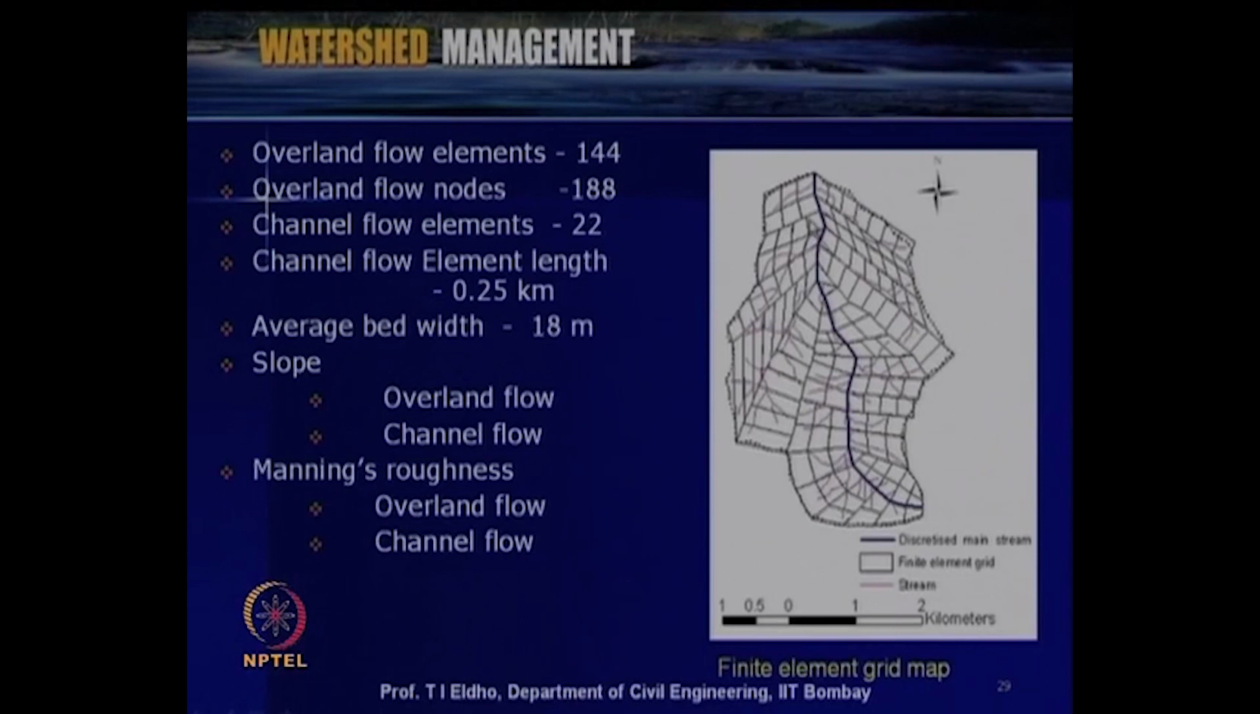So, here for this typical watershed we consider 144 overland flow elements as shown here, and 188 overland flow nodes. Channel flow elements, so this is a channel. 22 channel flow elements are used with element length of 0.25 kilometer, and average bed width is considered as 18 meter, and then the overland flow slope and channel slope are also considered. And then with respect to the land use land pattern, we identified the Manning's roughness coefficient and then put it into the particular strip or the element or nodal wise which we consider.